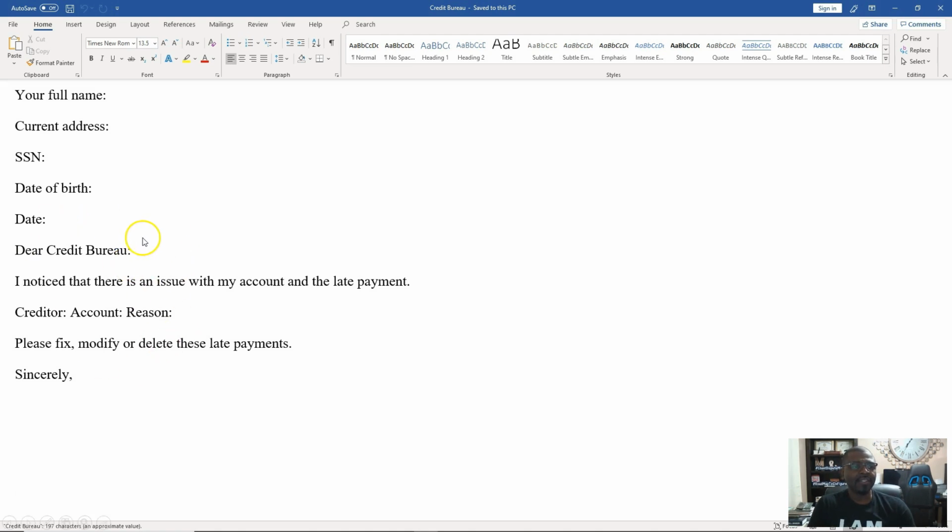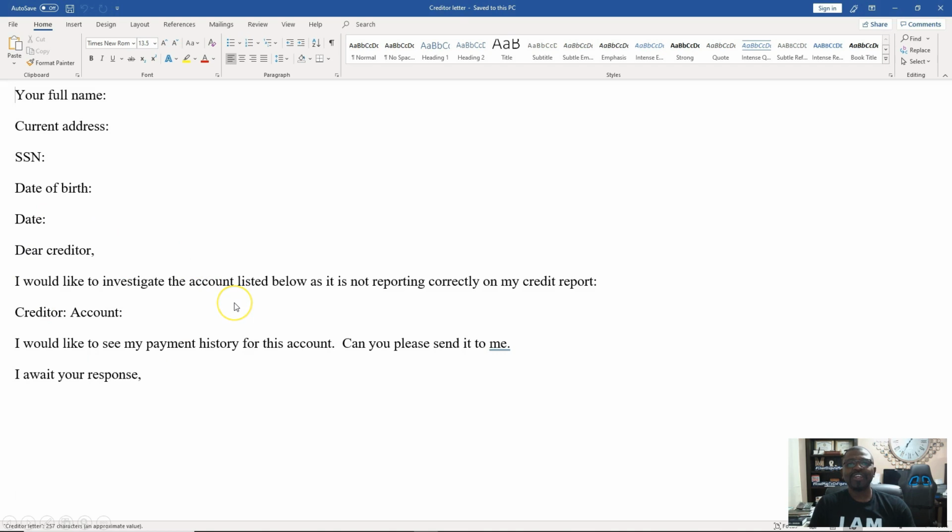All right. Let's take a look at another letter. Now, this is a letter to the creditor. Now, when do you send this letter to the creditor? I would say, send the first letter to the credit bureaus and let 30 days go by to see if they work their magic and if they fix or delete the account. If that doesn't work, now you send this generic general letter to the creditor.